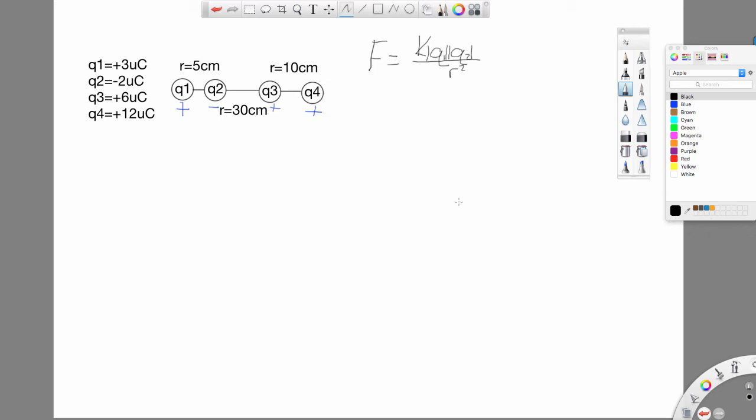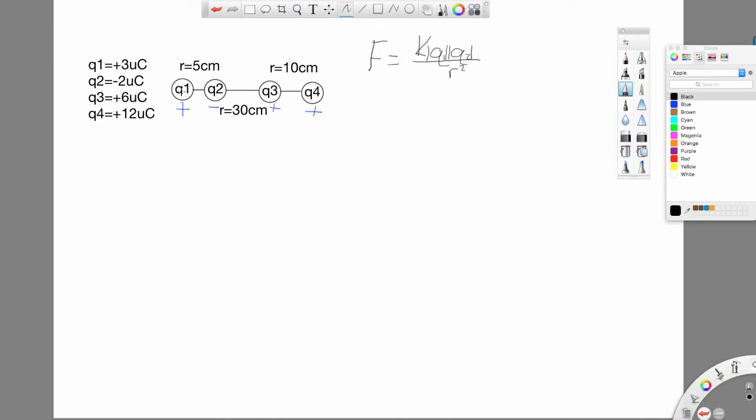So today we're going to be looking at finding the net force on a charge when we've got three other charges surrounding it. We're going to look at this in a linear fashion, where they're all in the same plane and same line. If you look at this image here, I've listed out my charges: a positive 3 microcoulombs, a negative 2 microcoulombs, a positive 6 microcoulombs, and a positive 12 microcoulombs, and the distances are listed here.